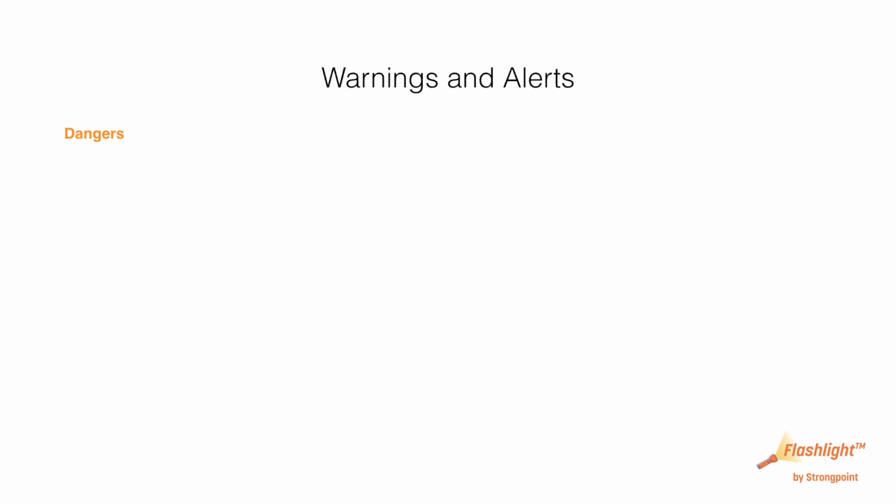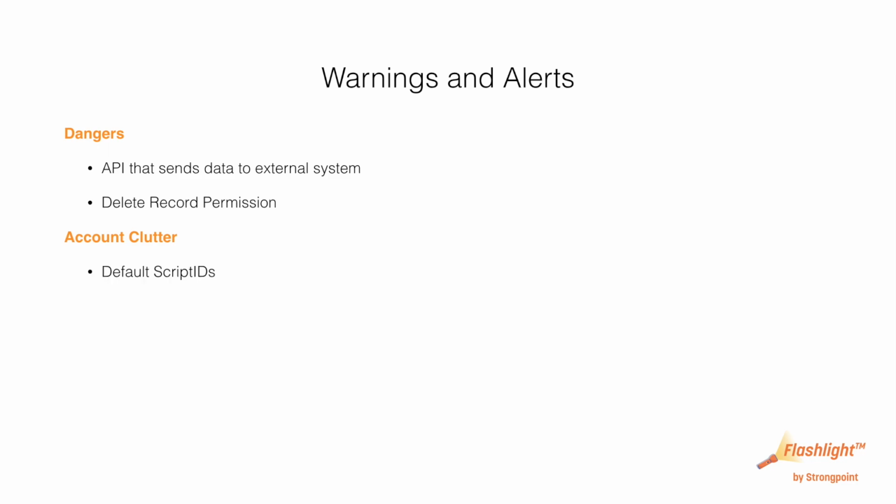For example, it will let you know about potential dangers, such as if someone creates a new script that uses an API that could send your data to an external system or entity, or when the delete record permission is given to someone. Flashlight will alert you when new objects are created in ways that make the account harder to manage. Customizations created with default script IDs, or new fields with no help.